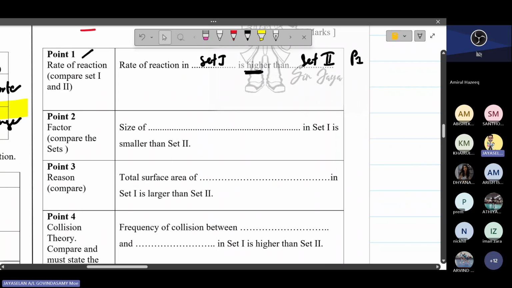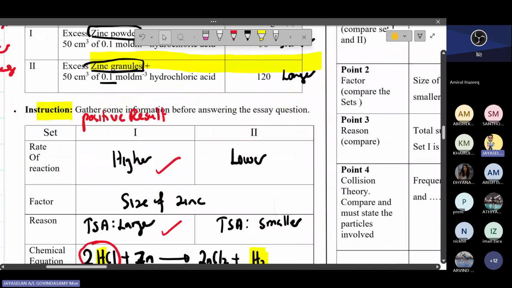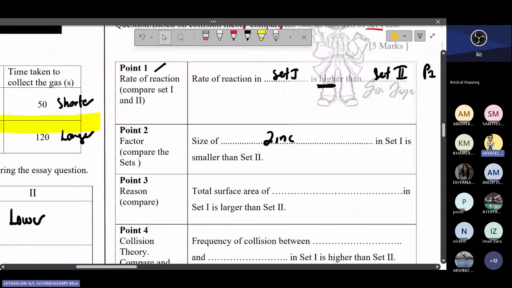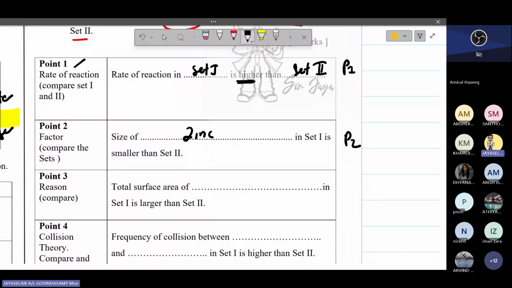Number 2, compare the factor. What factor do they use? In set 1, they use size of reactant, which is the size of zinc is smaller. Size of zinc. Okay, in set 1. Why did I give such a big space? Okay, size of zinc in set 1 is smaller than set 2. Okay, I compare the zinc. Understand? Can I compare the factor? So I already score my point 2. Any question? No question.